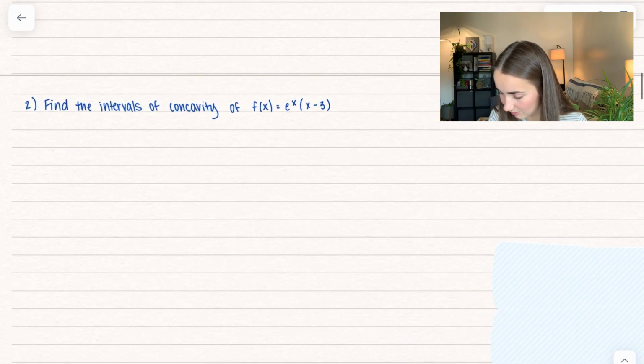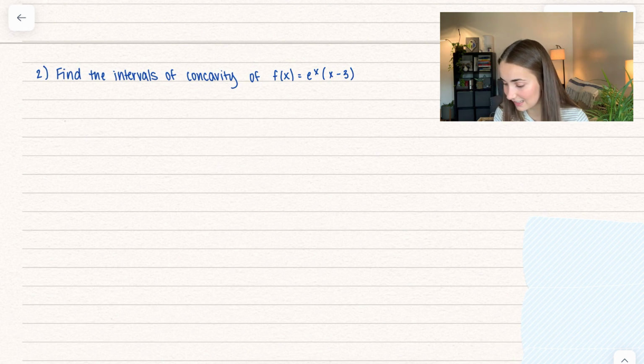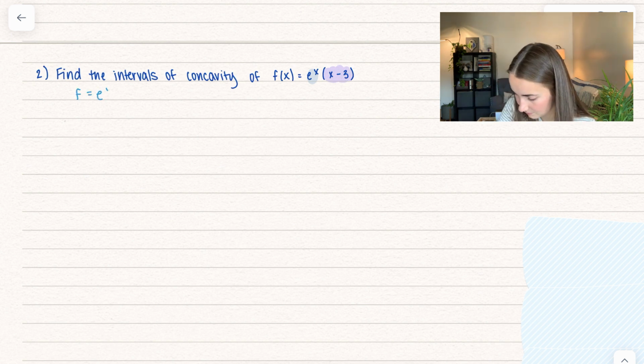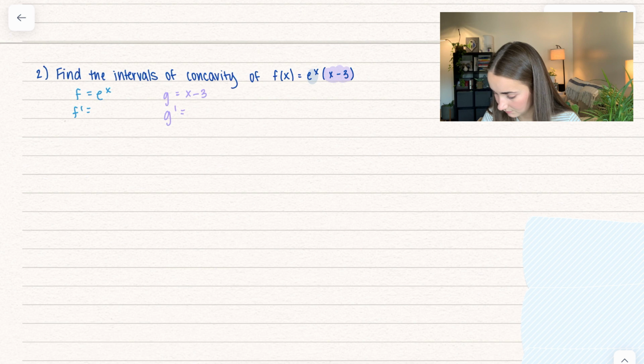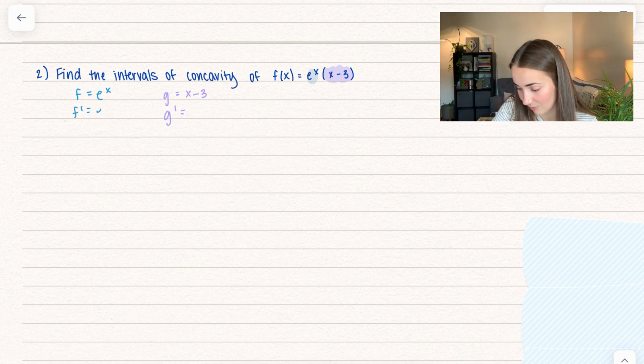We want to find the intervals of concavity of f of x equals e to the x times x minus 3. So let's go ahead and do this. I'm going to use product rule because my first term is going to be e to the x and my second term is going to be x minus 3. Let me go ahead and set that up. Alrighty, so the derivative of e to the x is just e to the x, right? So nothing needs to change there. And the derivative of x minus 3 is just going to be 1.